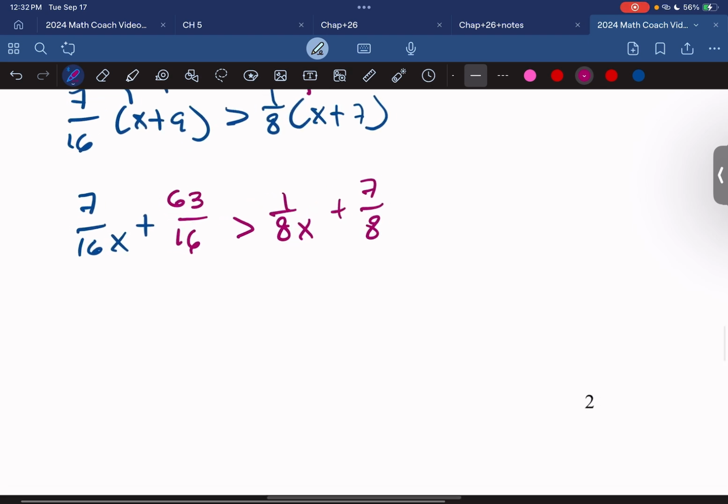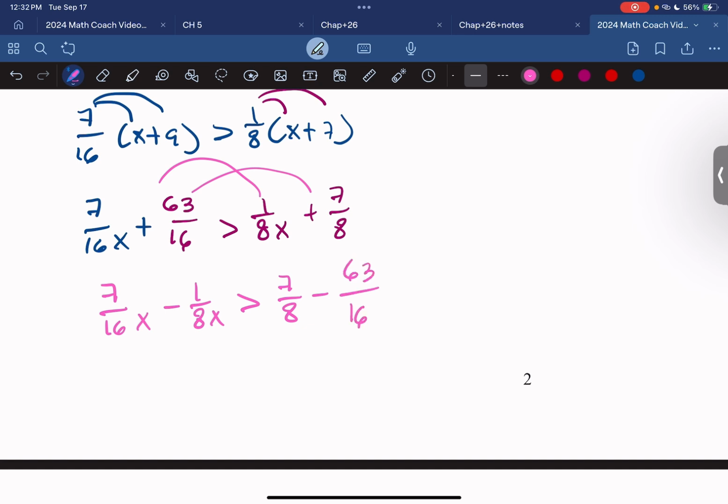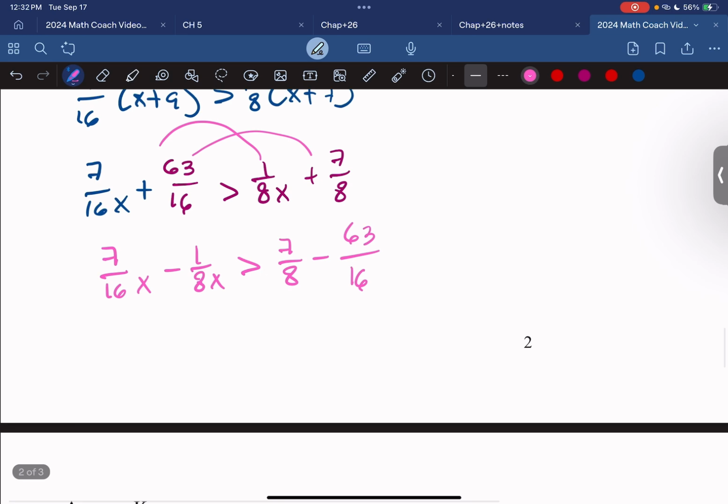So now let's just move things around so that we have our common numbers next to each other, even though we do have to find a common denominator. But now let's just flip it so that they're next to each other. So 7 over 16x minus 1 over 8x, because we flipped it, so we have to change it. And then 7 over 8 minus 63 over 16. Okay.